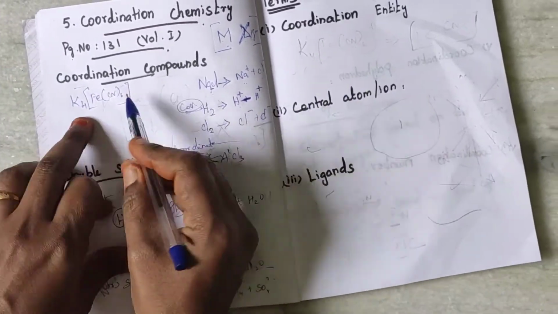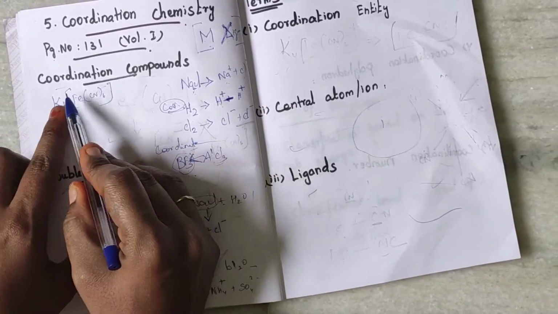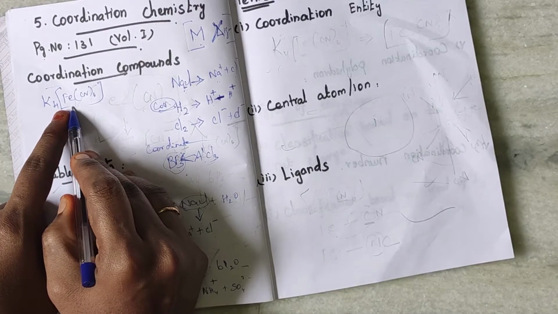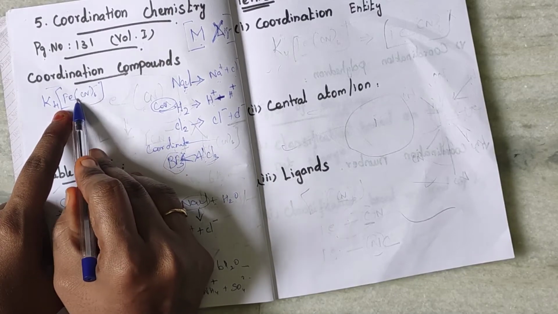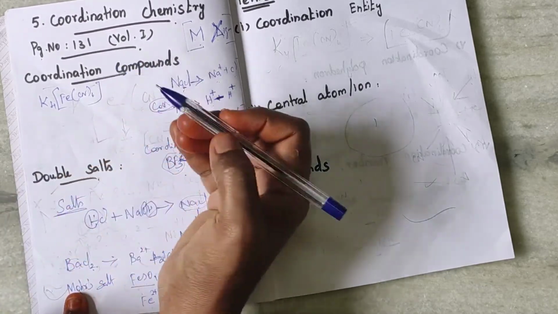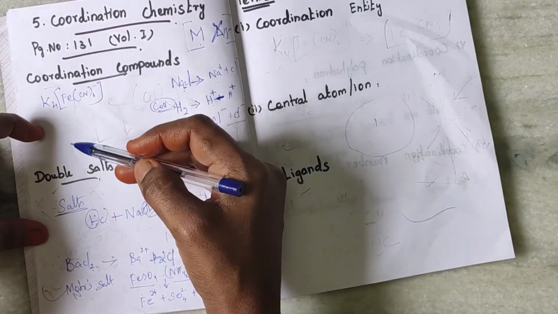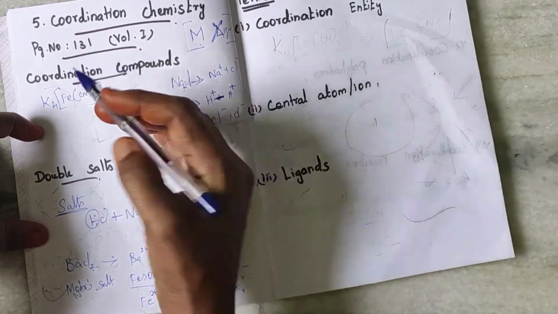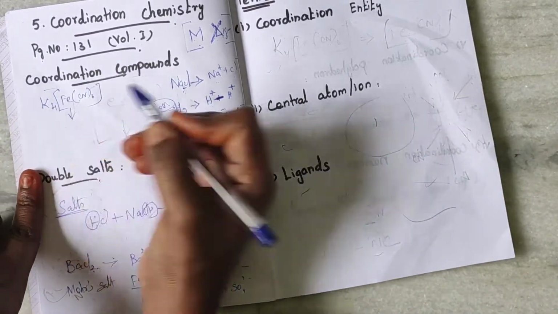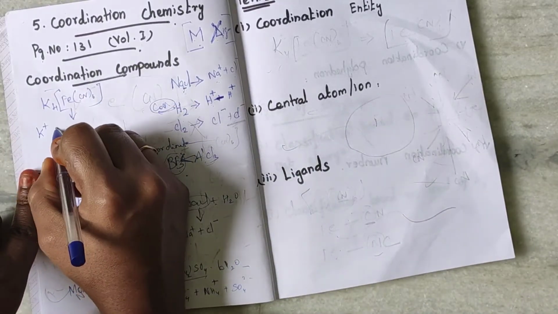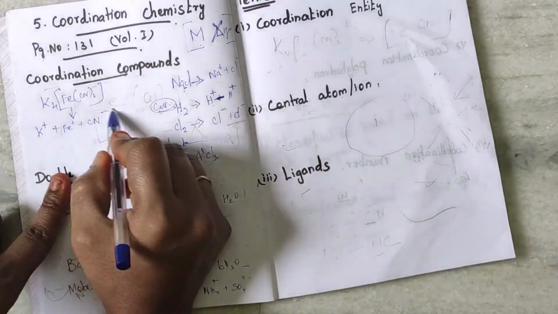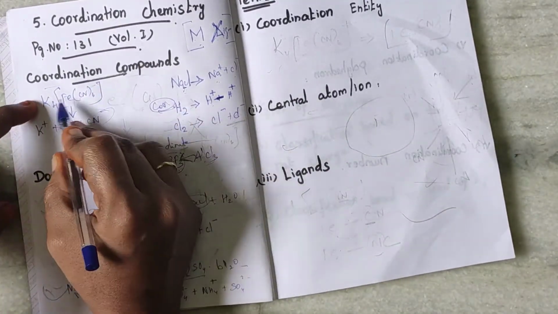Already I told you, in this unit we focus only on the square bracket. The square bracket consists of a metal atom attached with ligands. Coordination compounds, unlike a salt or double salt, when we dissociate give ions. Here we might dissociate like K plus, Fe plus, CN minus, but that's not possible here. Then how is it split up?